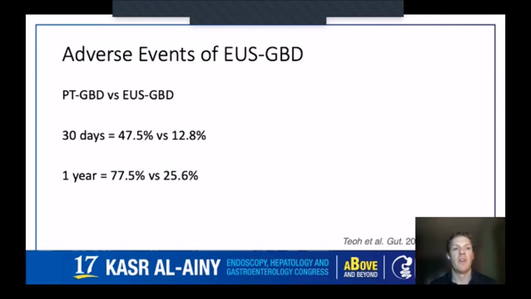When comparing adverse events of percutaneous transhepatic gallbladder drainage versus EUS-guided gallbladder drainage, as highlighted in the Teo study, adverse events at 30 days were 47% in percutaneous drainage versus 13% in EUS-guided drainage. And at 1 year, adverse events were as high as 77% in percutaneous and 25% in EUS-guided drainage.